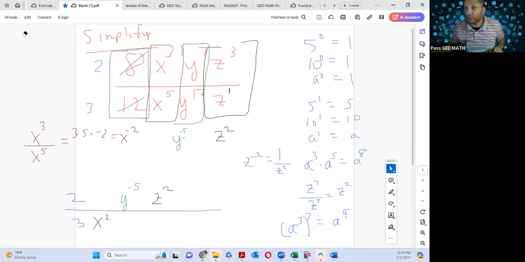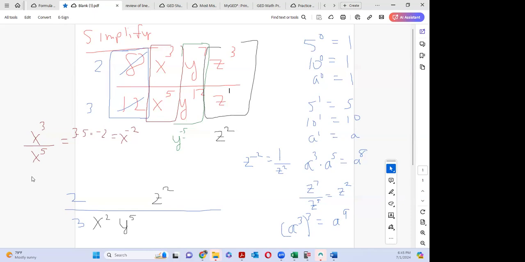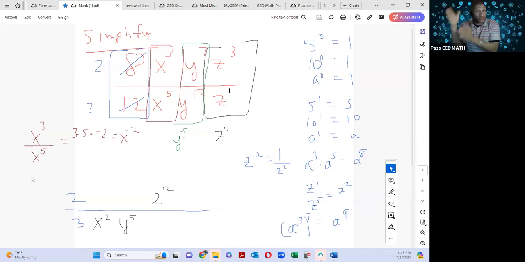We got y to the fifth. So my answer will be 2z squared divided by 3x squared y to the fifth. It makes it seem simple, but remember what we did. First of all, we understood the exponent rules. In order to do well in algebra, you must know these exponent rules. Once you understand them, a problem like this, with so many different concepts in one problem, helps you get a better understanding.